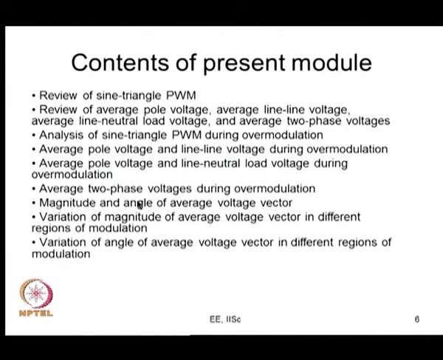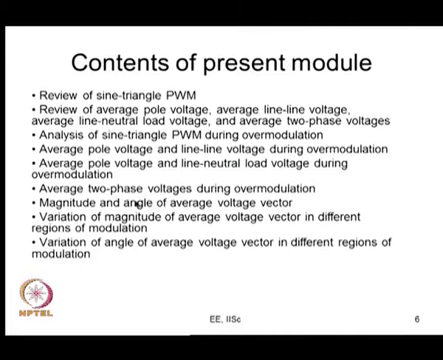We will just see what happens to these waveforms. They will not be sinusoidal, that is certainly something you can understand. And then once you have these average 3 phase voltages, you can transform them into average 2 phase voltages. This is space vector transformation. Now, we will look at how these 2 phase voltages vary during overmodulation.